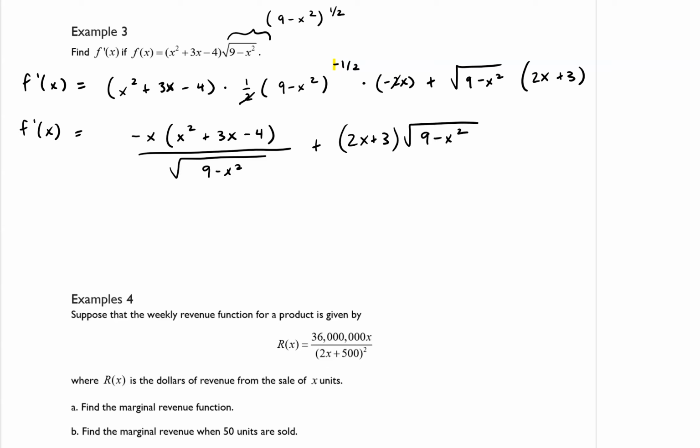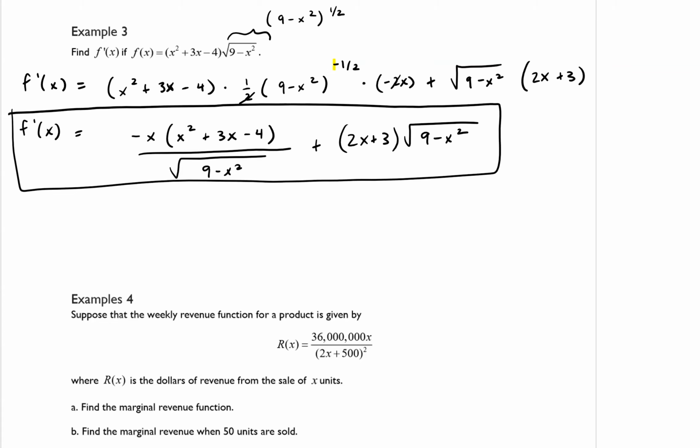From here, if we wanted, we could simplify this by combining it into one fraction, and that would require finding a common denominator. But this is fine getting up to this point. So here is our derivative.